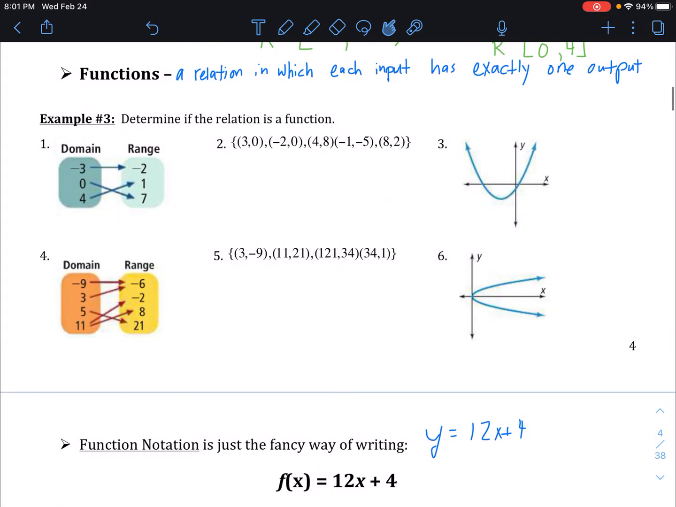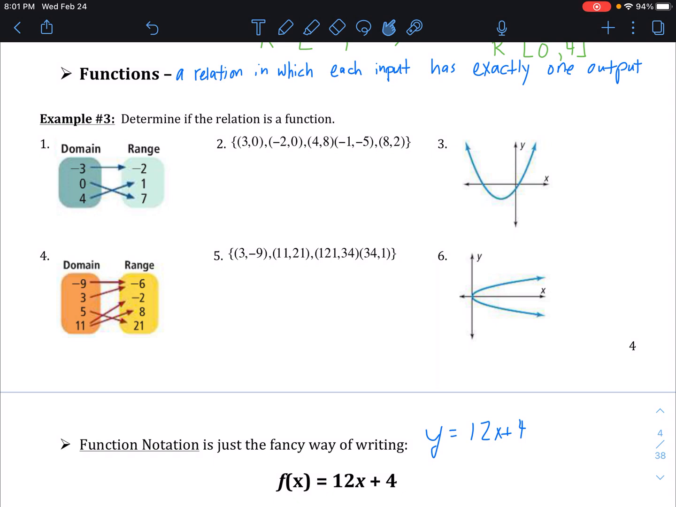Okay, and then the last part of part 1 of this lesson is the term function. The definition for a function is a relation in which each input has exactly one output. So what does that mean? Imagine if you had an equation and you were putting x's in it. Is it possible to put in a number and get two separate answers? No, you can't input one number and get two separate answers. It doesn't work like that.